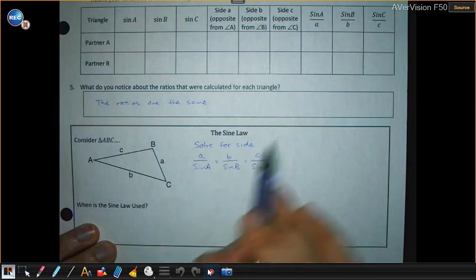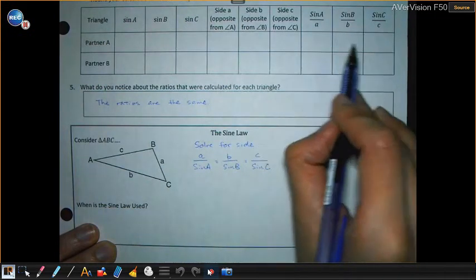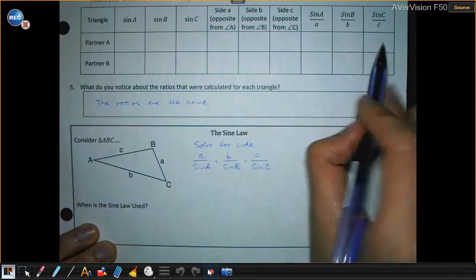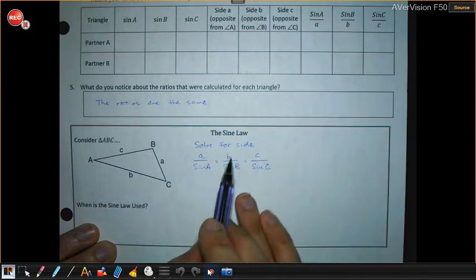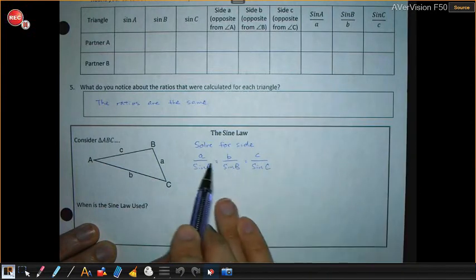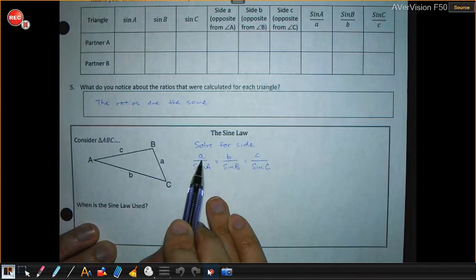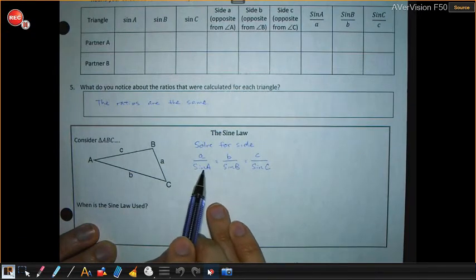I got this formula based on the fact that the ratios are the same. So it doesn't matter if it's this way or they're flipped. But when they're flipped, it's when we're solving for side, because it's easier to solve when what we're trying to solve for is in the numerator and not the denominator.